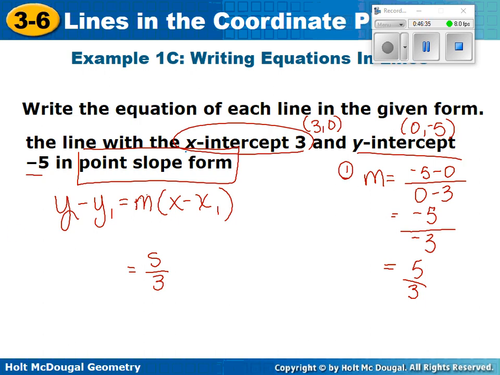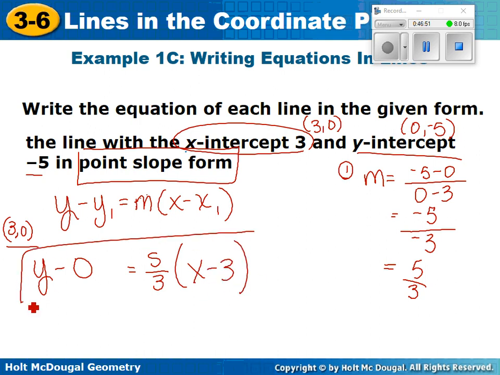Okay, so let's say we use 3, 0. So if we use 3, 0, our equation would be y minus 0 equals, so everybody agree with that? This would be our equation. Leave it as y minus 0. Don't simplify it because the whole goal is to be able to pick out your ordered pair point slope.